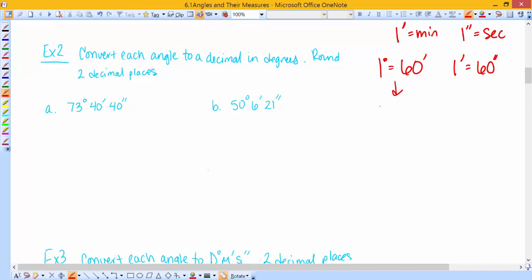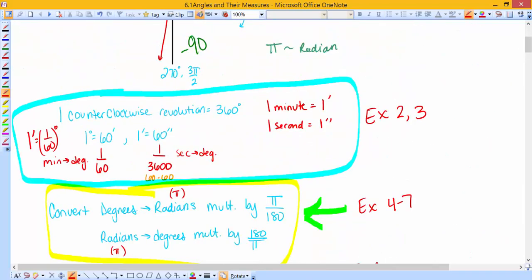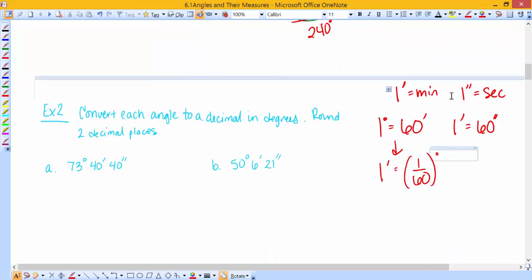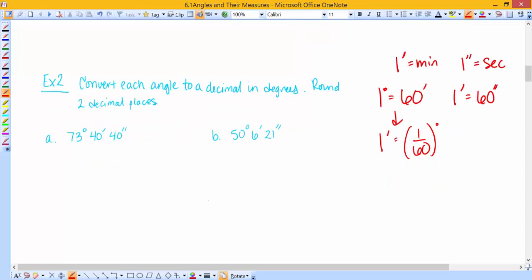From this, I know that 1 minute then, if 1 degree is 60 minutes, 1 minute is the same as 1/60th of a degree. Let me make sure I've written everything down that was up here. Okay, looks pretty good. Just a little bit more I'm going to add, but I'm going to add that when we start working on this example. So I have 1 minute is equivalent to 1/60th of a degree. That's what I'm going to use here in this example.